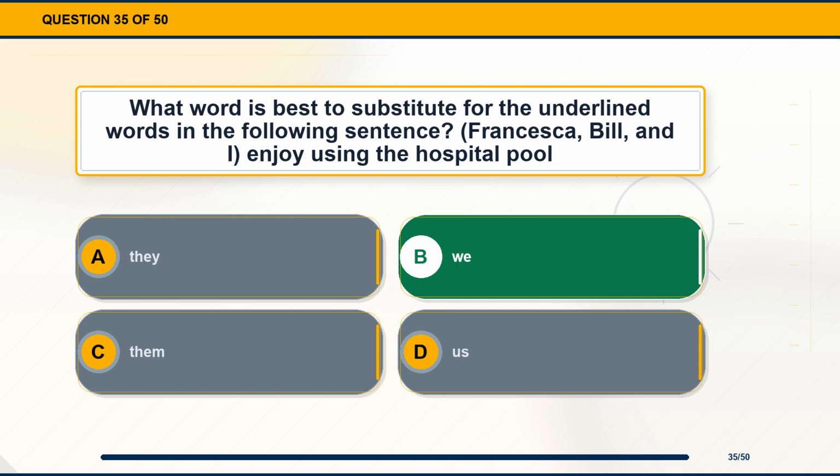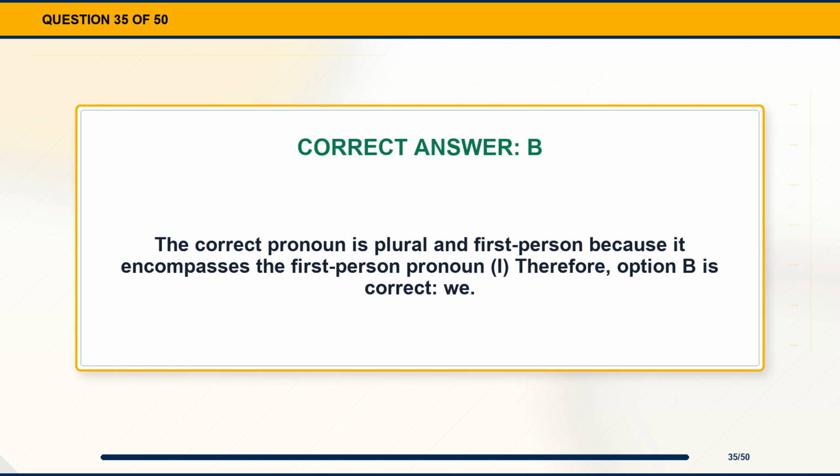The correct answer is option B, we. Explanation. The correct pronoun is plural and first person because it encompasses the first person pronoun, I, therefore, option B is correct, we.